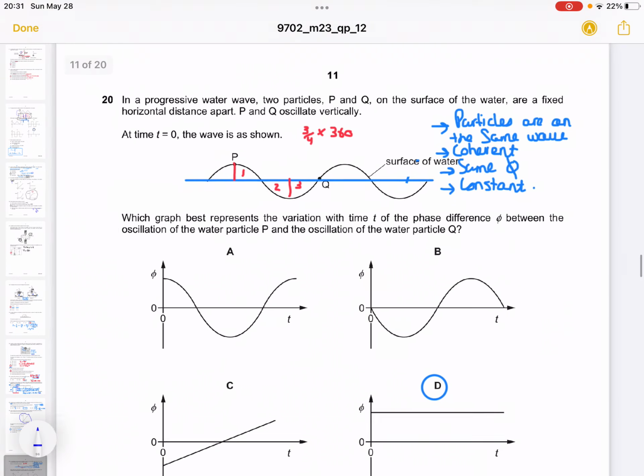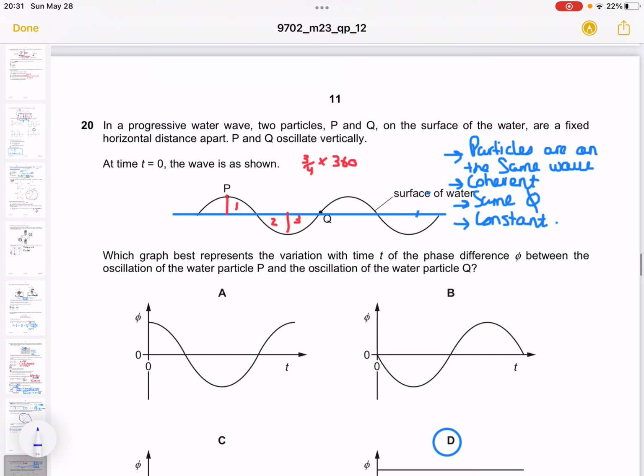Question number 20 says that in progressive waves, two particles P and Q are given. The phase difference shows, what is the graph for the phase difference? So the particles are on the same wave, so basically they are coherent. So there is a constant phase difference between them. For example, if the phase difference is 270 degrees, it would remain 270 degrees because they are lying on the same wave.